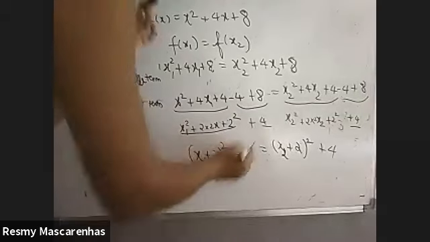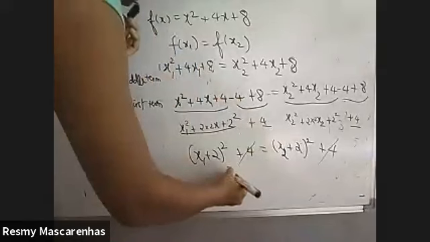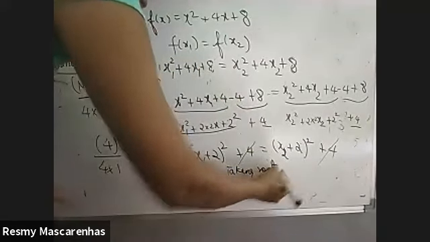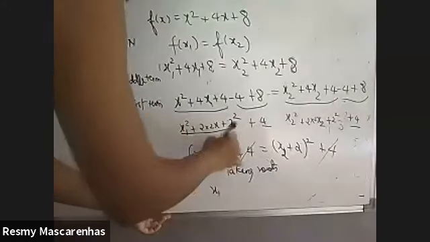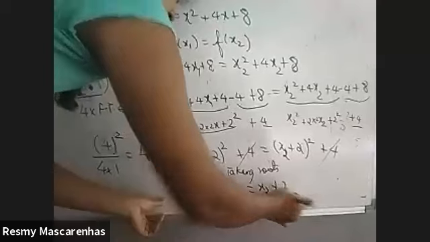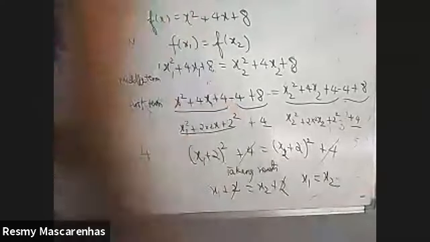Now 4 and 4 you can cancel on both sides, and now take roots on both sides. So taking roots, what will happen? Root and square will cancel, and then 2 and 2 will cancel. So x1 will be equal to x2.